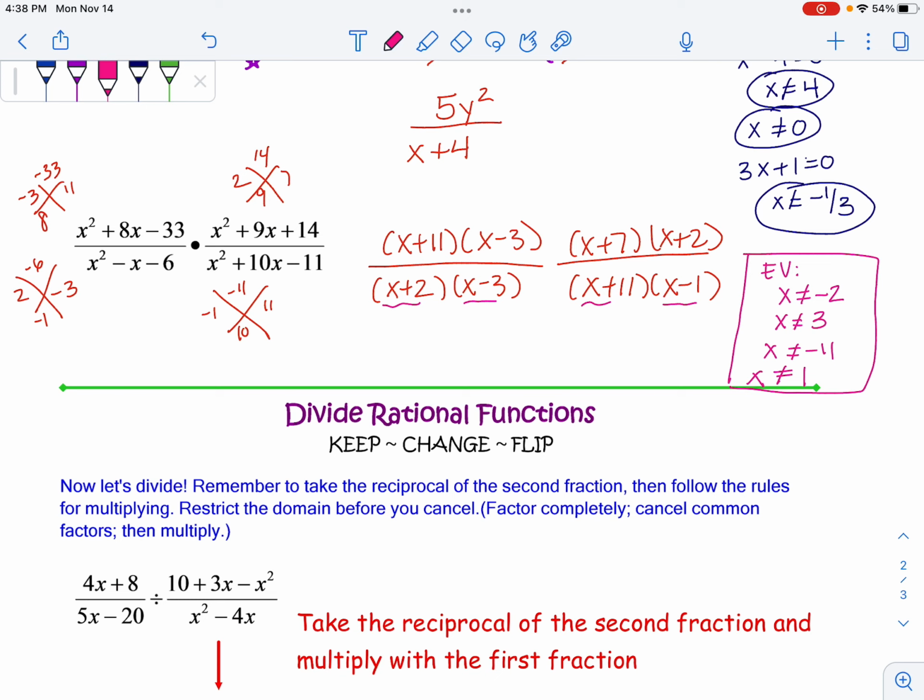So I'm going to start canceling them out. I see 2 x plus 11s. I see 2 x minus 3s. When I say 2, remember 1 is in the numerator and 1's in the denominator, just like for the x plus 2's. And I'm left with x plus 7 over x minus 1. So there's our final answer.